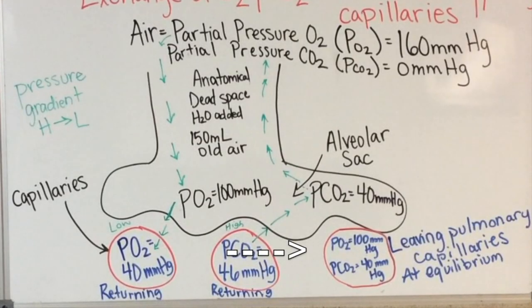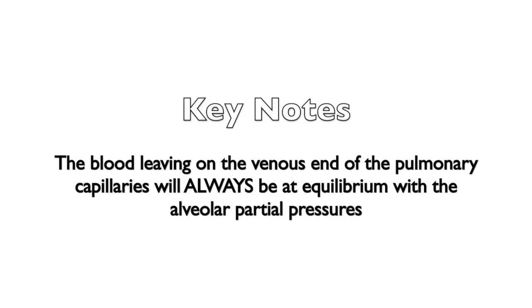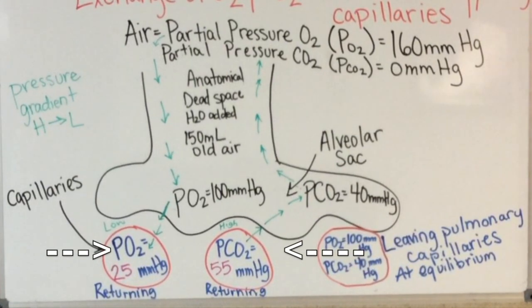Blood leaving the pulmonary capillaries will always leave at equilibrium with the alveolar sacs. In this example, the blood leaving the pulmonary capillaries will have a partial pressure of oxygen of 100 millimeters of mercury and a partial pressure of carbon dioxide of 40 millimeters of mercury. The ability to leave at equilibrium is vital to the body's ability to meet energy demands.